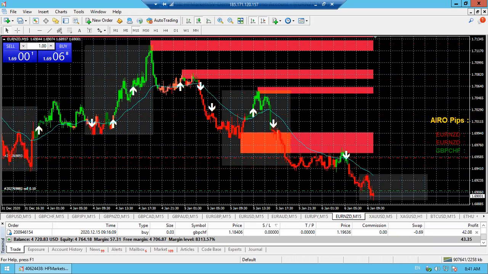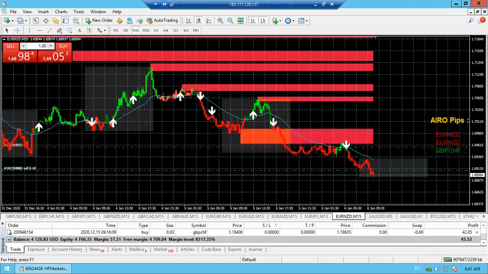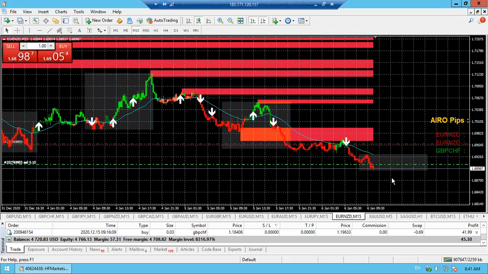We placed two trades on Euro NZD on a sell, and if you look closely, on the 15 minutes we have no green box anywhere to be located. So this market is on a massive downtrend. You enter the trade, you ride the trend.